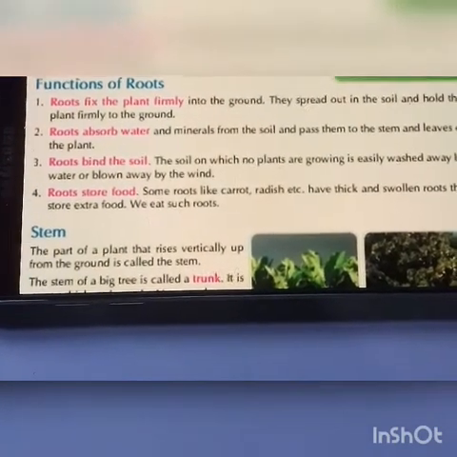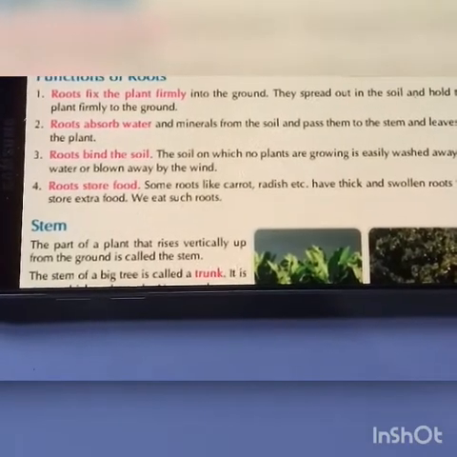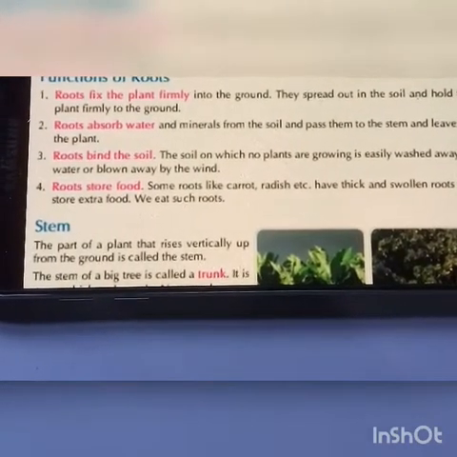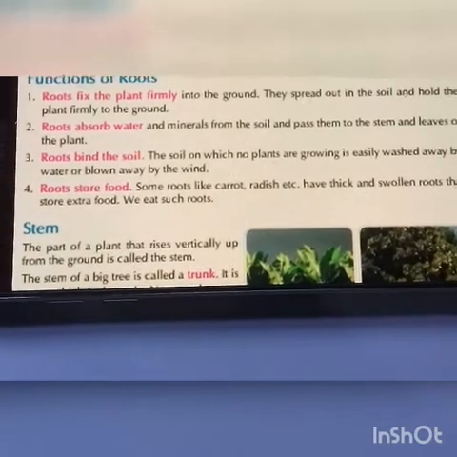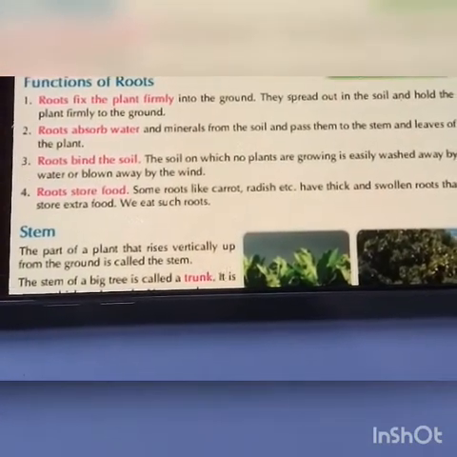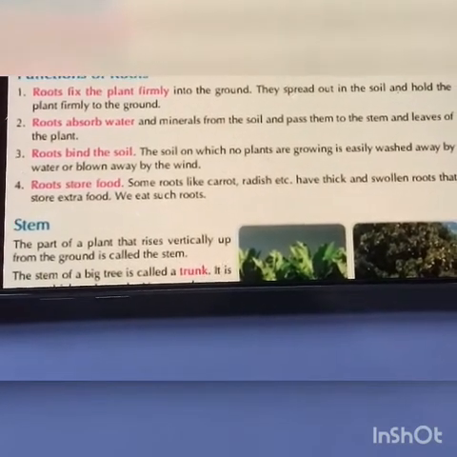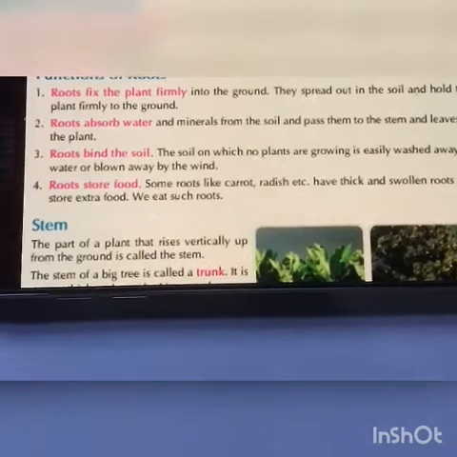Point number 2. Roots absorb water and minerals from the soil and pass them to the stem and leaves of the plant. It is another important job of root. It absorbs water and minerals and passes them to the whole plant through the stem.